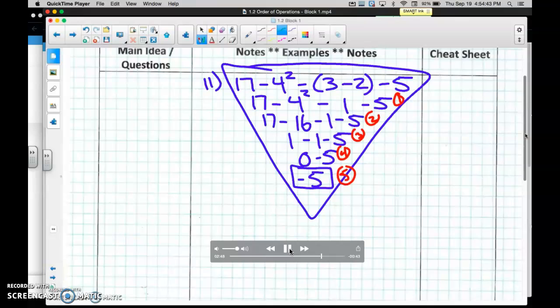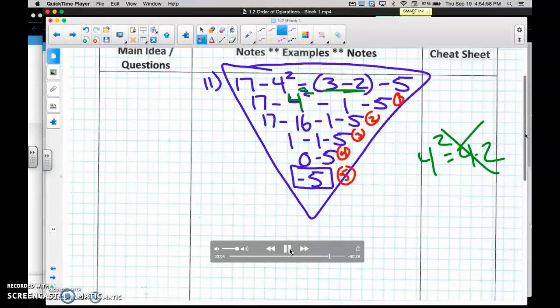The problem on this one was when you guys got to exponents, right? So you took care of your parentheses first, because in PEMDAS, parentheses comes first, and then you got your exponents, and you had 4 squared. A lot of you thought 4 squared means 4 times 2. Does 4 squared mean 4 times 2?